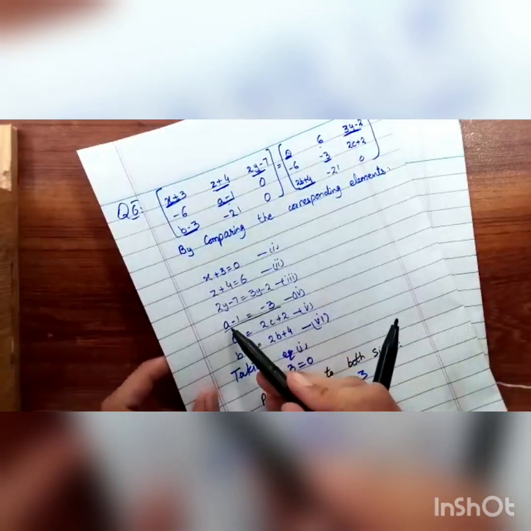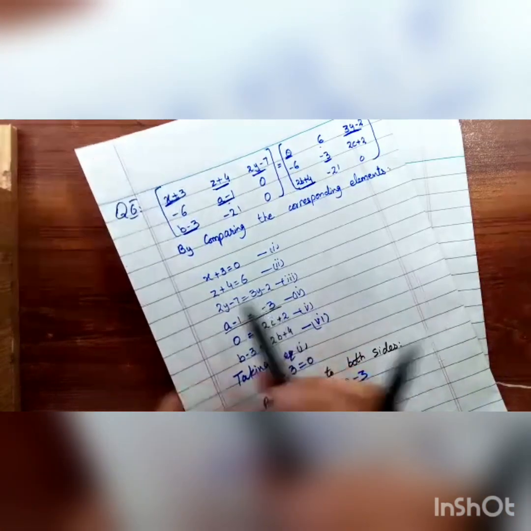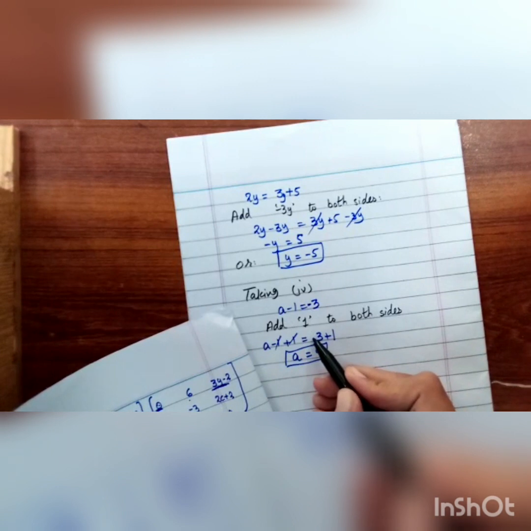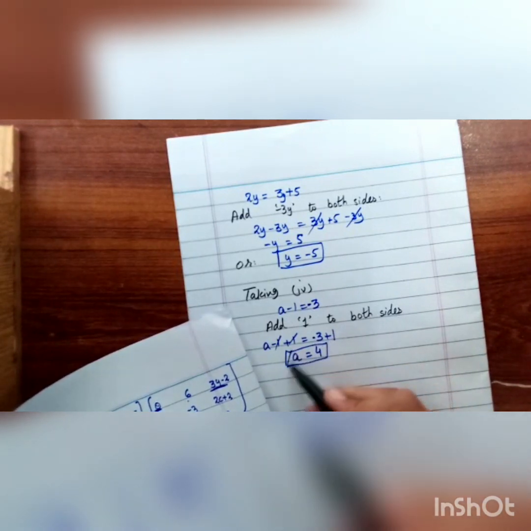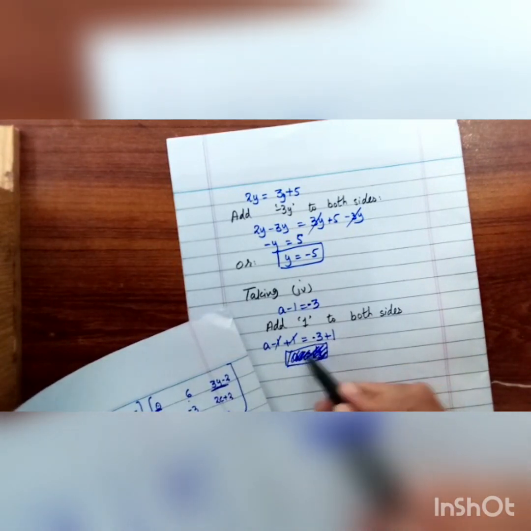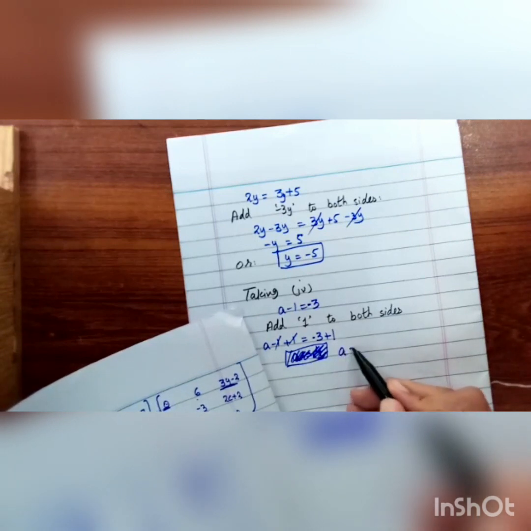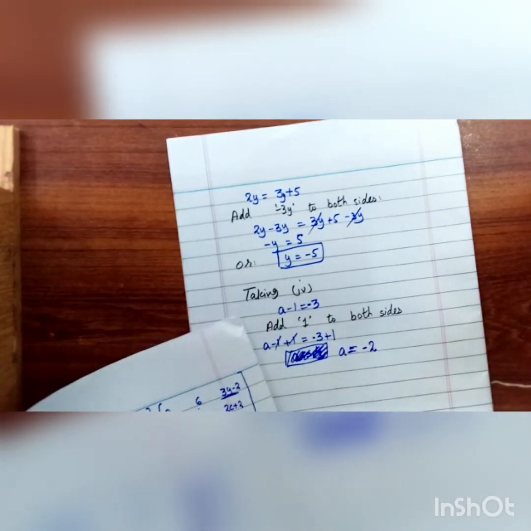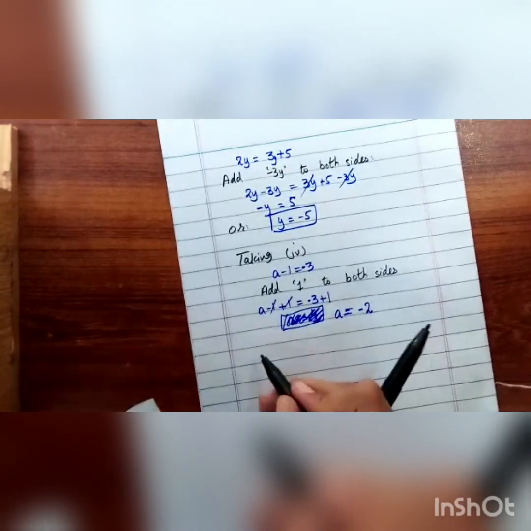Okay girls, equation 4 was a minus 1 is equal to minus 3. So a minus 1 is equal to minus 3. It is minus 3 plus 1, so a is equal to minus 3 plus 1, which is equal to minus 2. Okay, now it's time to solve the next equation.